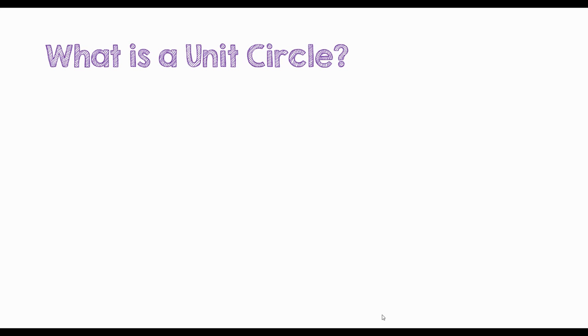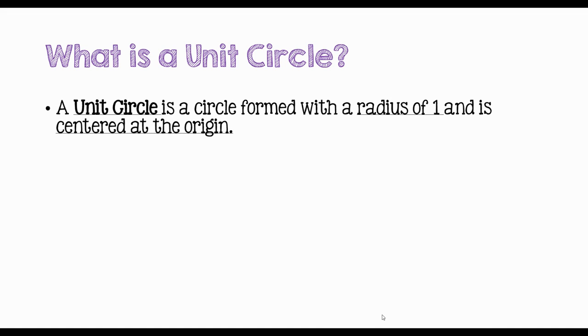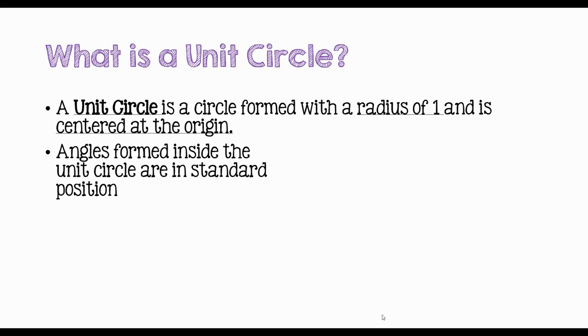To first start off, let's define what a unit circle is. Just like in geometry and in your earlier years, a unit of measure is normally 1. So if we talk about a unit circle, we're talking about a circle formed with a radius of 1 and it's centered at the origin. And any angle that's formed within the unit circle is going to be in standard position where the initial side is on the positive x-axis and the terminal side for a positive angle that's formed is going to go counterclockwise, and where it lands on the unit circle is what we're going to be talking about today.